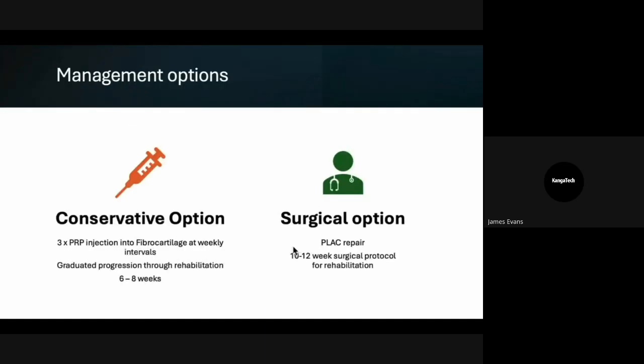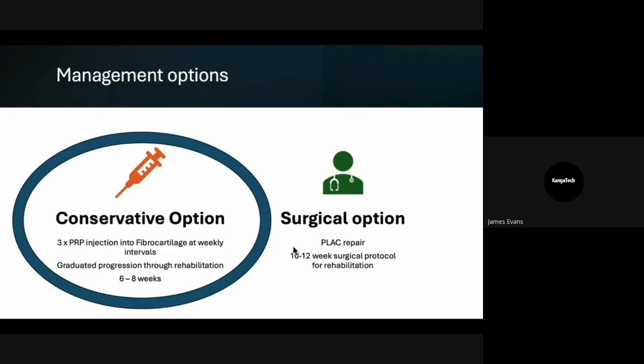So the management options were discussed with the surgeon, and the 2 routes, conservative option or surgical option. The conservative option was looking at 3 PRP injections into the fibrocartilage at weekly intervals, with a graduated progression through rehabilitation, looking at timeframes of sort of 6 to 8 weeks. The surgical option we were looking at was a plaque repair, with a 10 to 12 week surgical protocol for rehabilitation.